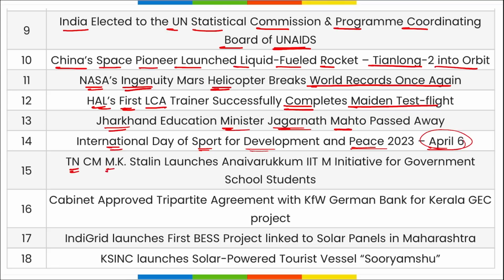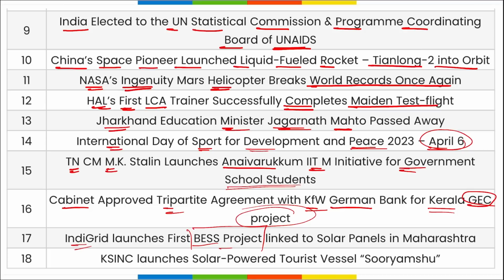Tamil Nadu's Chief Minister MK Stalin has launched Anaivurakam, an IIT Madras initiative for government school students. Cabinet approved tripartite agreement with KfW German Bank for Kerala Green Economic Corridor project. IndiGrid launched the first BESS project linked to solar panels in Maharashtra. KSINC have launched a solar powered tourist vessel Suryamshu.